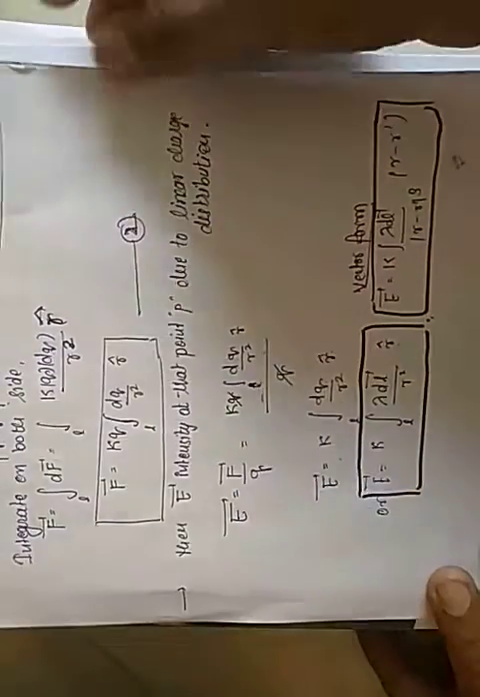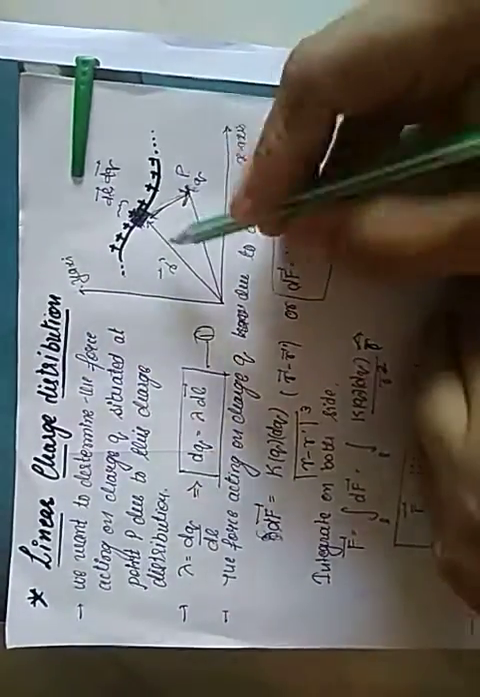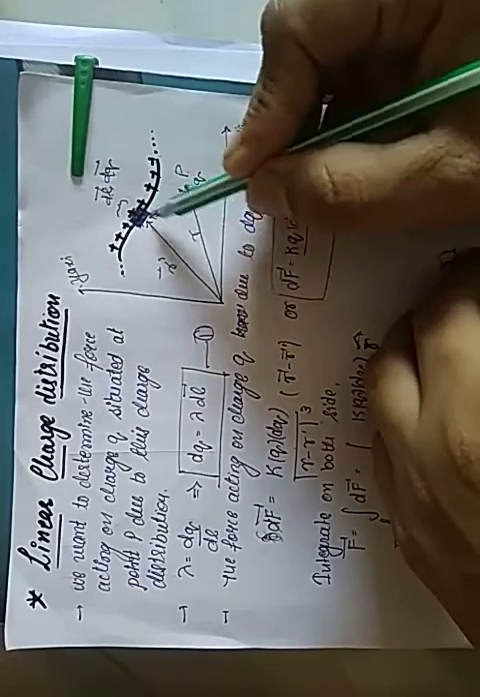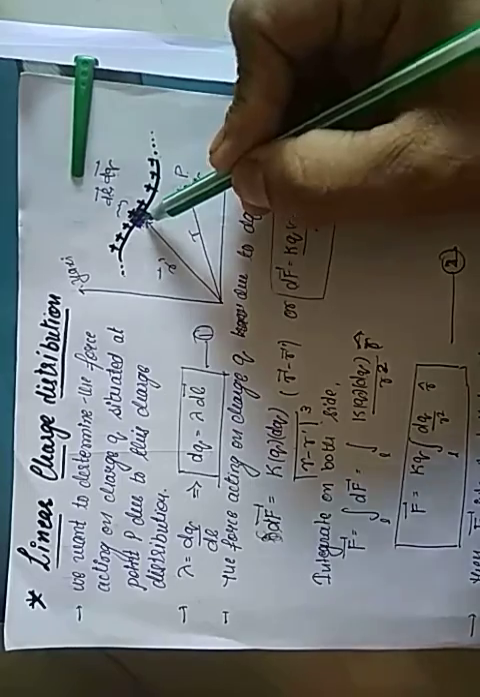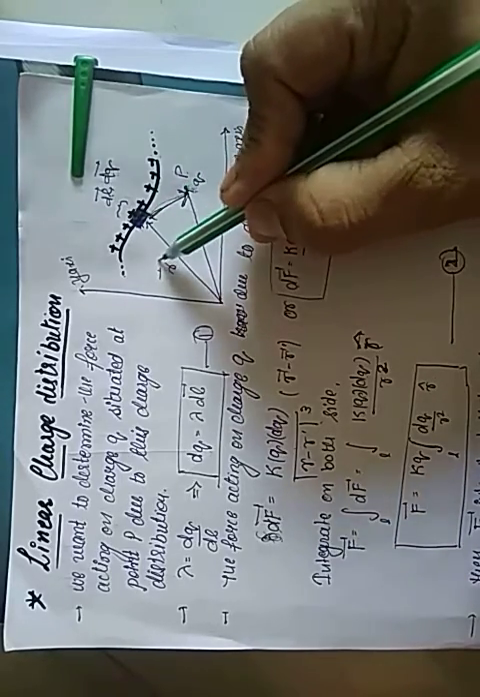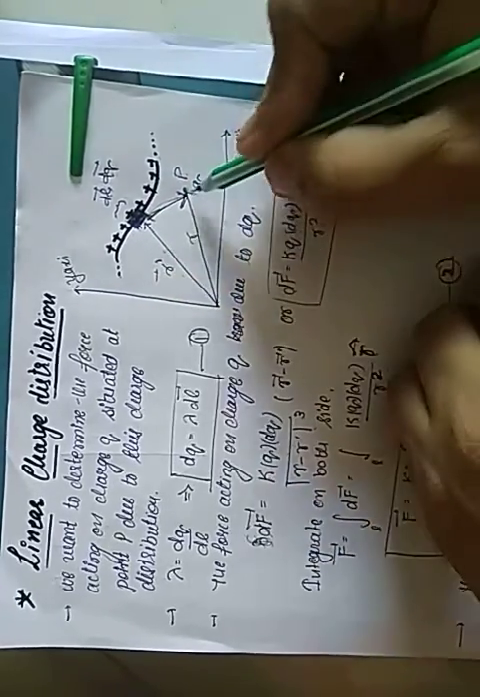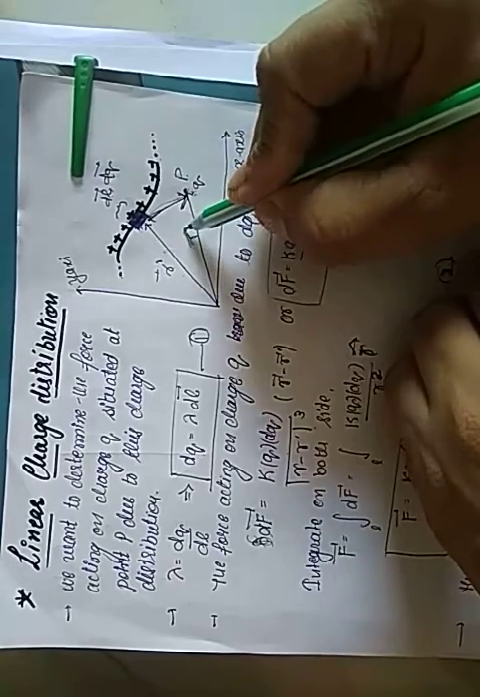If we want to write in vector form, see, this is the vector form. Now how have we written this? We can understand with the help of the figure. Now see, from the origin to this small segment, the position vector is r dash, and for this charge, the position vector is r.